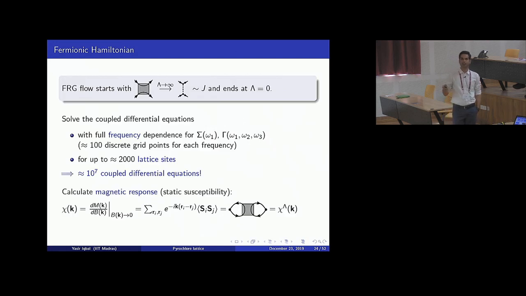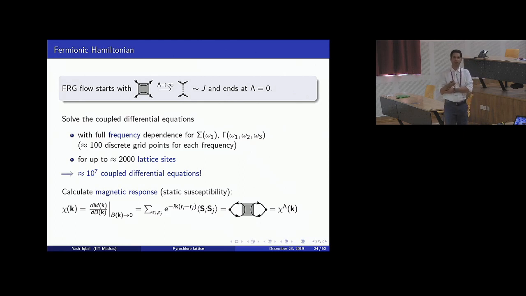So the flow typically starts at very large values of lambda, right? And then you have to solve this set of coupled differential equations, which is around 10 to the power 7 coupled differential equations. And the good thing is that by exploiting all the symmetries of the flow equations and the lattices, you can reach very large system sizes. So the typical correlation lengths in 3D you can reach would be 10 to 15 lattice spacings, which even methods in 2D don't find easy.